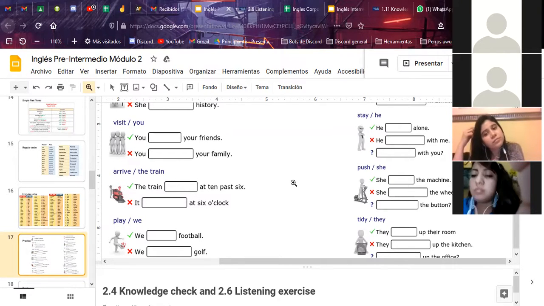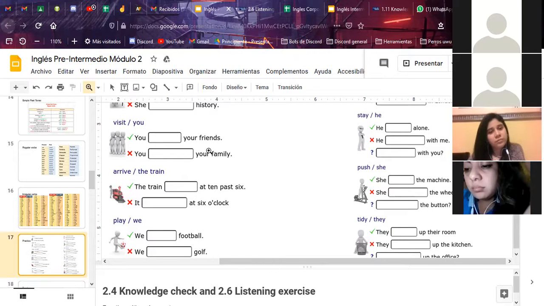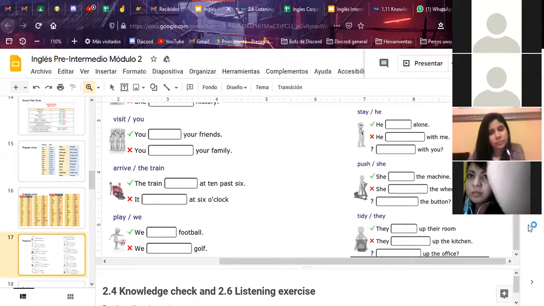She didn't push the wheel. Very good. So, she didn't push the wheel. Do you know what is wheel? Llanta. Yeah. Very good. Wheel, llanta. How is it going to be the question? Did she push the button? The pronunciation of button. That one is button. Button.